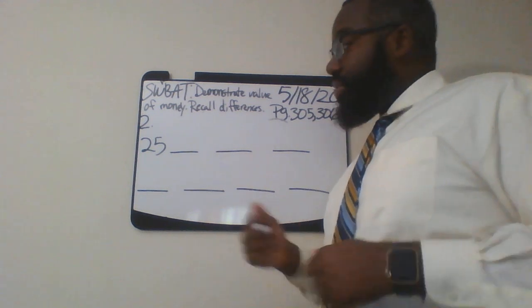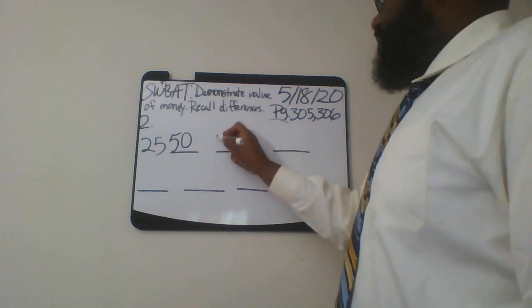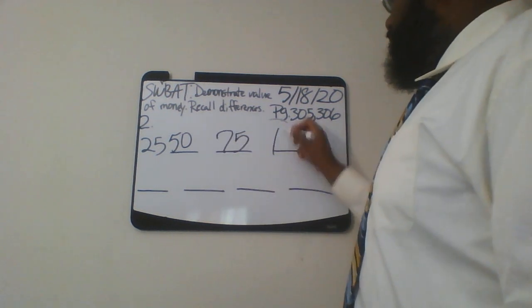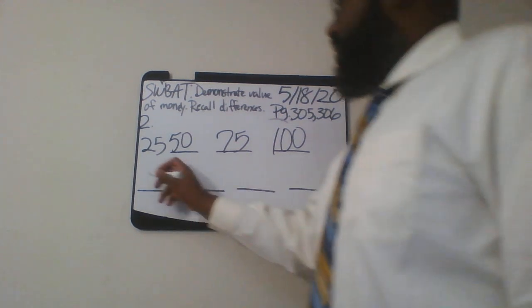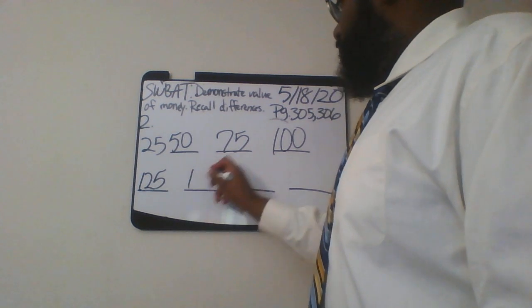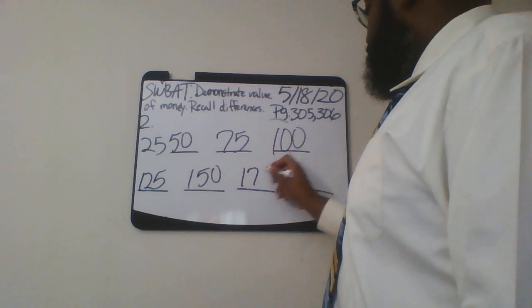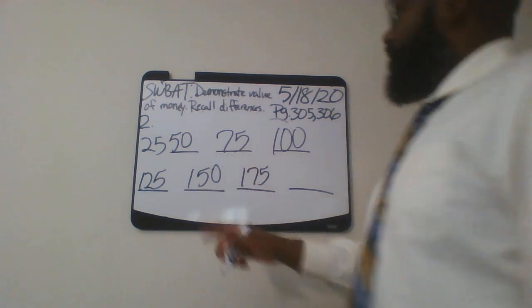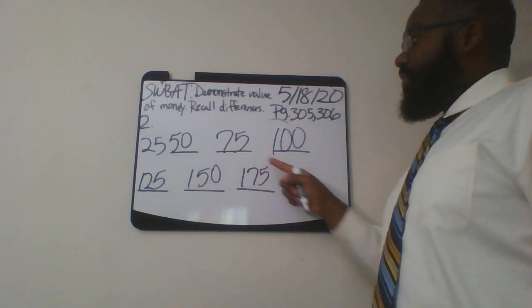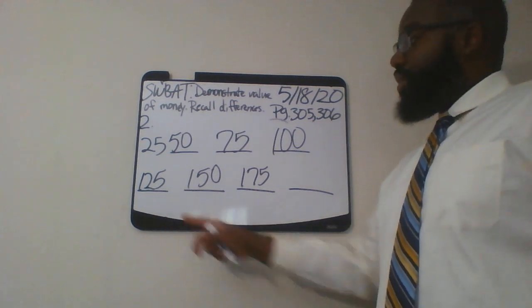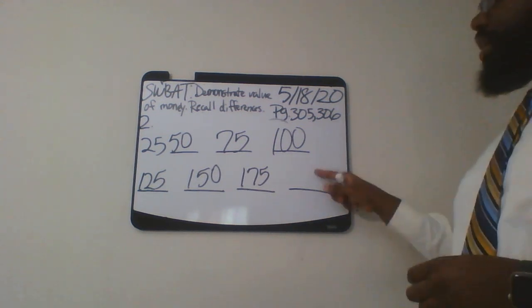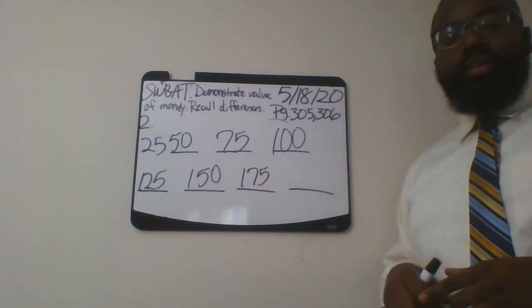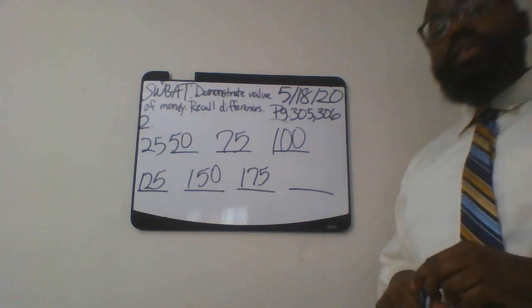So let's do a few examples together. Next is 50. What comes after 50? 75, and then 100. So here we have 25, 50, 75, 100. Next is 125, 150, 175. So we have 25, 50, 75, 100, 125, 150, 175, and then what do you think comes next in that pattern? And remember, you're stopping at the number 300.